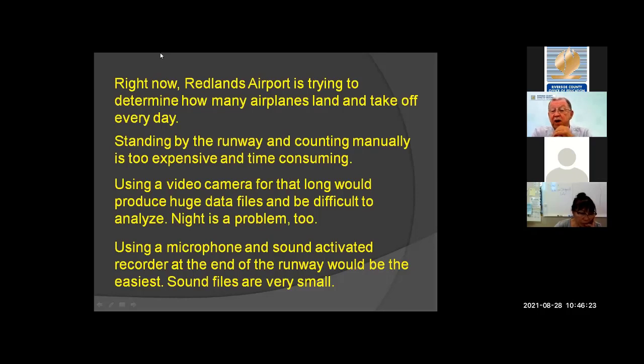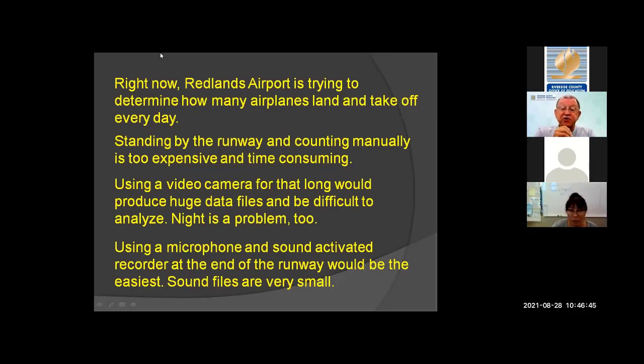If you use a video camera, you can do that. It produces huge data files. I don't know if anybody's ever worked with data files off video or not, but they're giant, particularly if they're fairly high resolution. If it's at night, then you've got problems being able to see the airplanes too. So you'll have to come up with some method of being able to identify each one of these things.